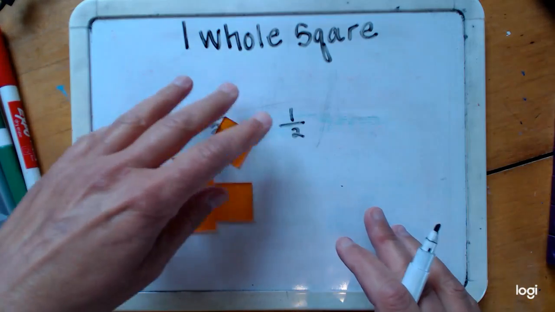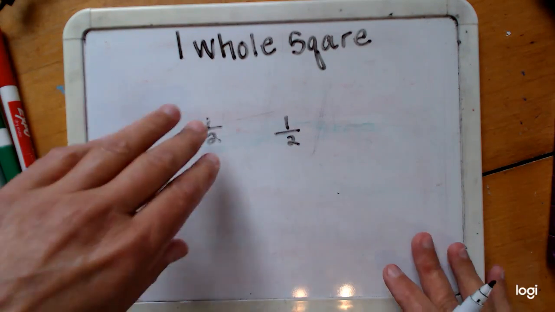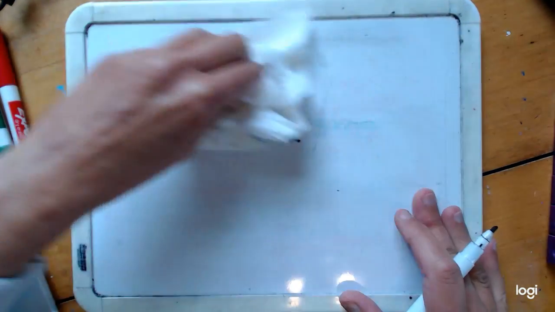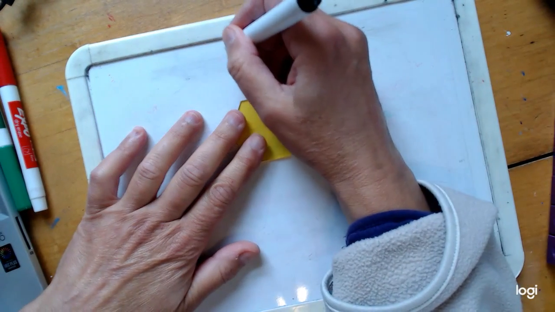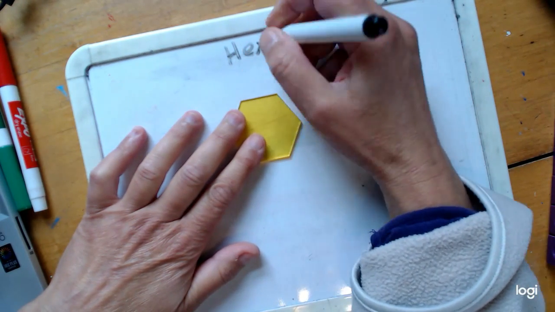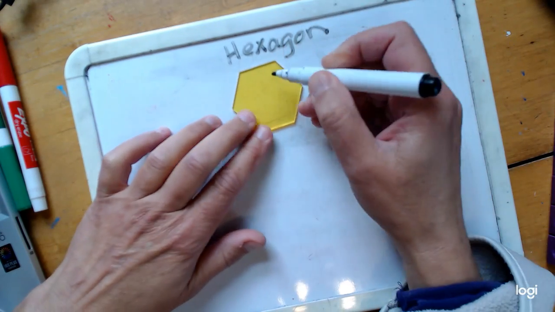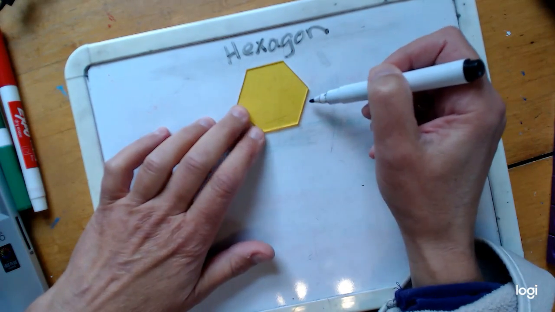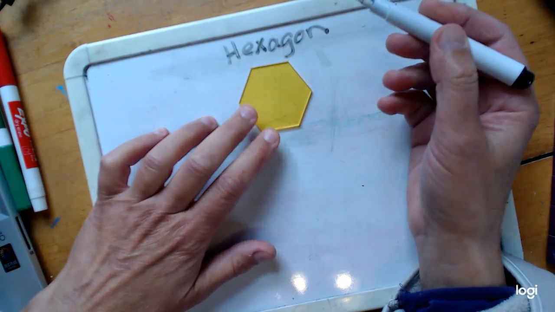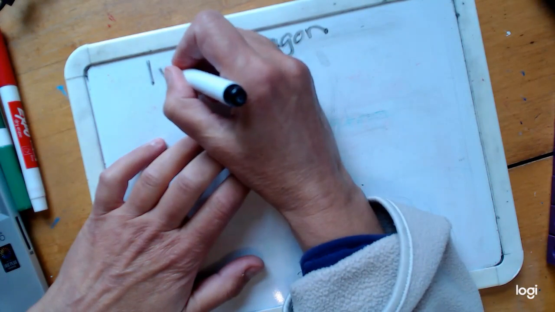So that's simple. Let's move on to another example quickly. Actually, let's start with using what we call a hexagon. Okay. So this is one whole hexagon. It has 6 sides. 1, 2, 3, 4, 5, 6. Okay? One whole hexagon. One whole.